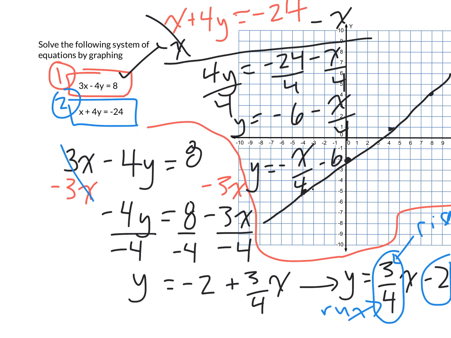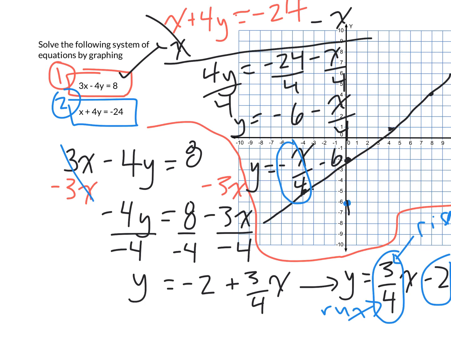So what we're going to do is plot our point at our b value of negative 6. And now our slope is negative 1 over 4, so I can go down 1 over 4, or I can go up 1 over 4. I'm at my y-intercept, so I'm going to go down 1.